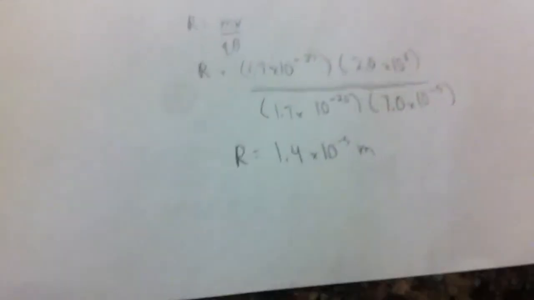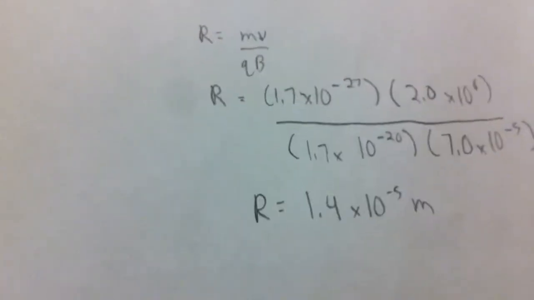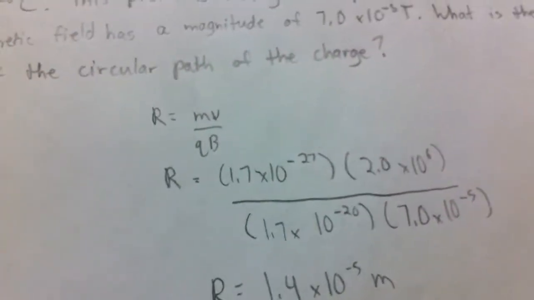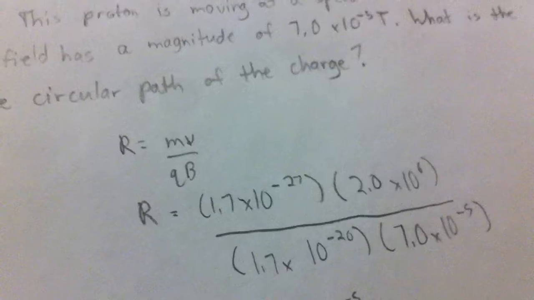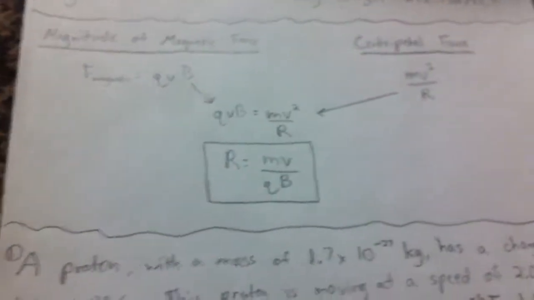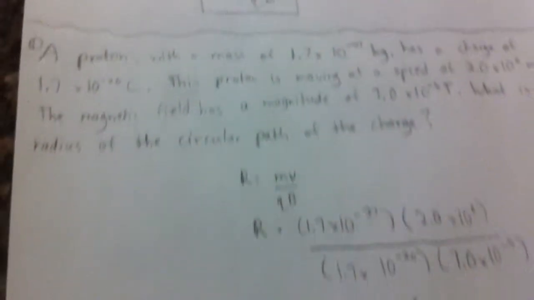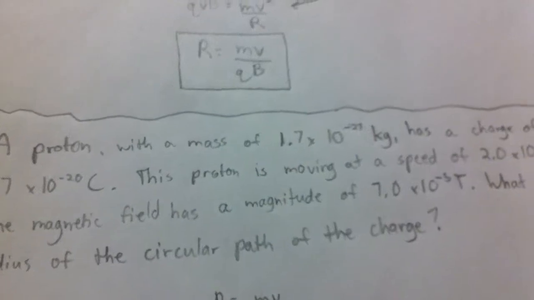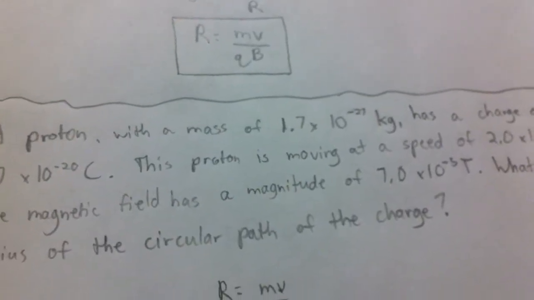So there you have it. To find the radius of the circular path of a charge that moves perpendicular in a uniform magnetic field, you set the magnitude of magnetic force equal to centripetal force. You get your equation. You plug in the values, which are the mass, the velocity, the charge, and the magnitude of the magnetic field, and you can find the radius of the circular path.